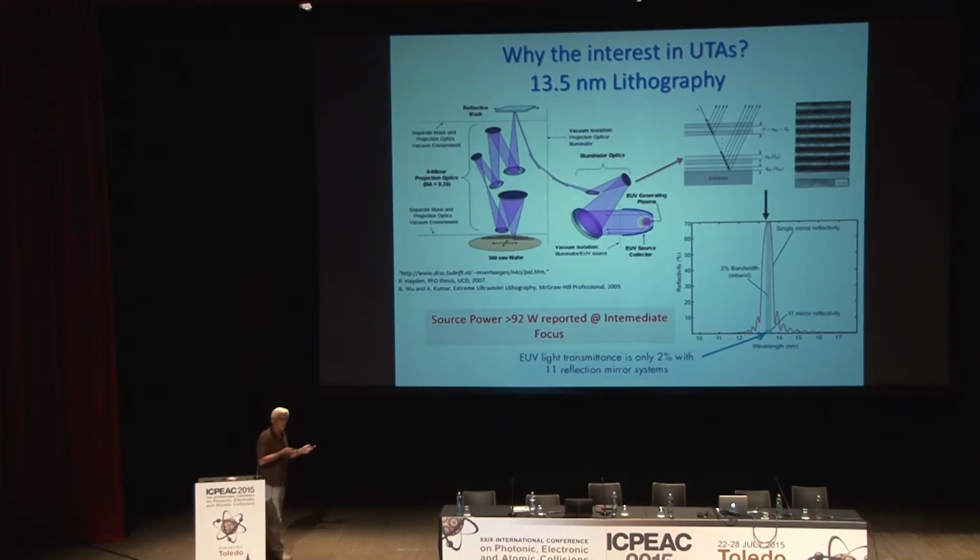So if you've heard of the 2% band at 13.5, that's because you need 11 reflections in a tool to basically get a good image from the mask onto the resist. To date, the source powers obtained have been in the order of 90 watts, obtained by ASML in the Netherlands and also by Gigaphoton in Japan, and the aim is to push this up to about 200 watts.